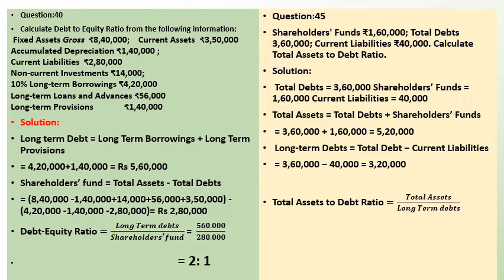Now the formula we will use, total assets by long term debt, that is equal to 5,20,000 by 3,20,000, which is equal to 13:8. That is the total assets to debt ratio. It is expressed in fraction. I said it, it's not a pure ratio, it is in fraction form.